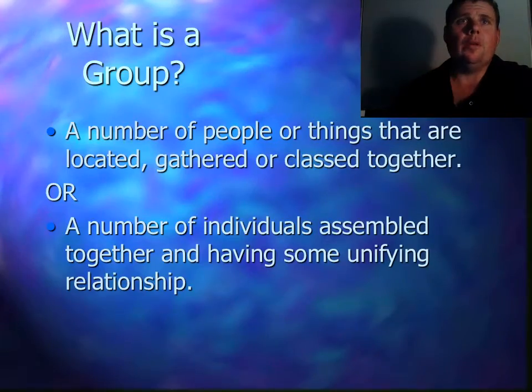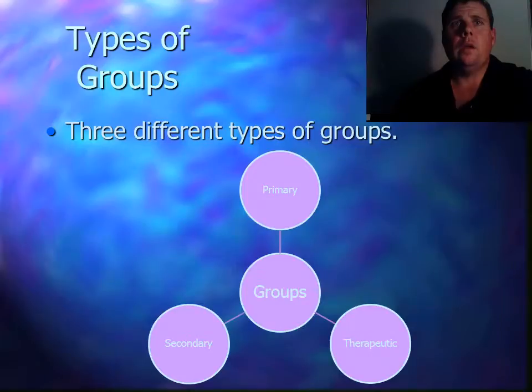A group may be defined as a number of people or things that are located, gathered or classed together, or a number of individuals assembled together and having some unifying relationship. There are three different types of groups: primary, secondary, and therapeutic.